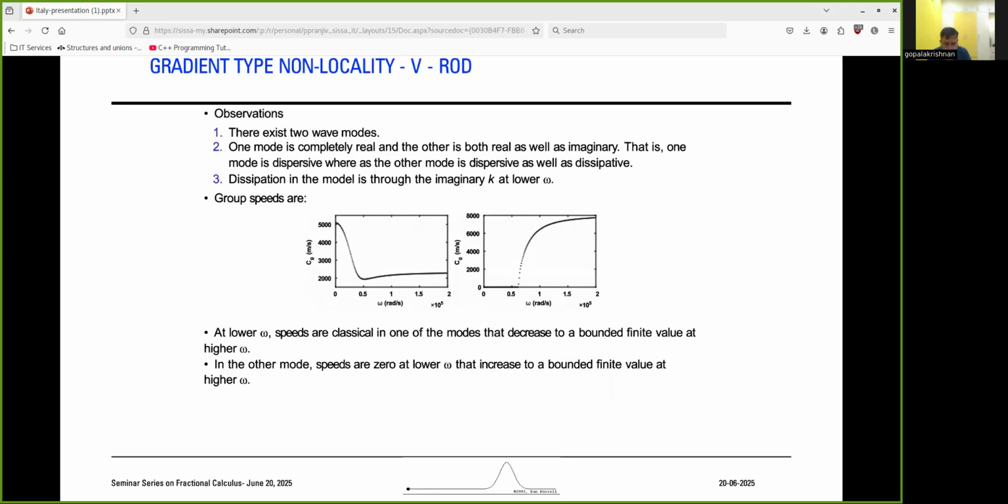So the speed here is again very similar to the Eringen rod, but you see the second one, because it is imaginary to start with, there is no propagation until the cutoff frequency, and then it starts propagating. Next, please.